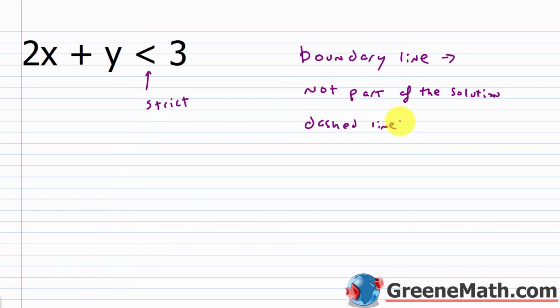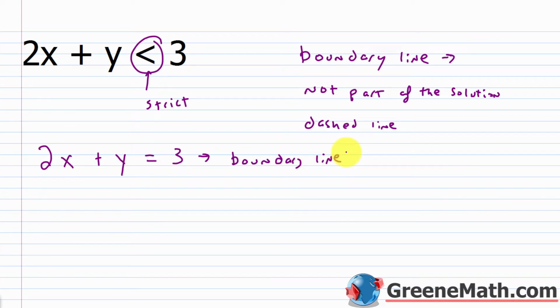Now, the other thing I would call your attention to is that it's not solved for y right now. And I'm going to get to that in a minute. So all I'm going to do is replace this with equals. So I'm going to pretend like I have 2x plus y is equal to 3. I'm just going to graph this. This is going to be my boundary line. This is the boundary. So this will separate the solution region from the non-solution region.